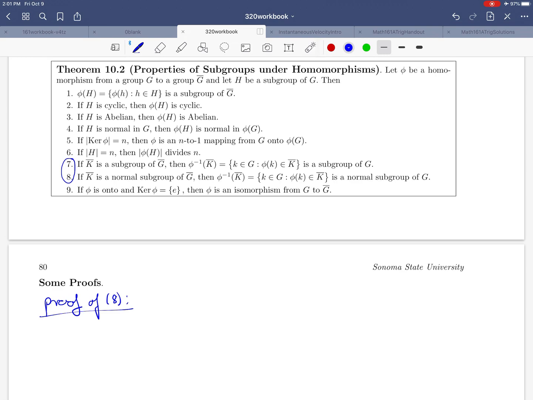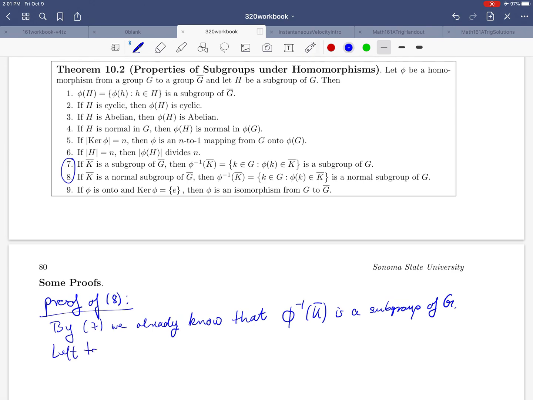So in particular, we already know that if K bar is a subgroup of G bar, then the inverse image is a subgroup of G. So by 7, we already know that phi inverse of K bar is a subgroup of G. So the only thing that's left to show is that it's also normal. So phi inverse of K bar is normal.